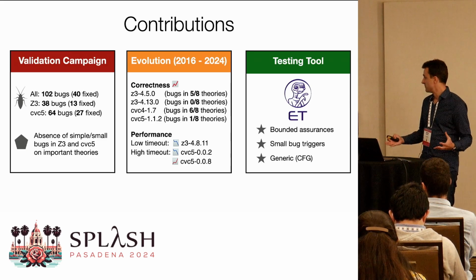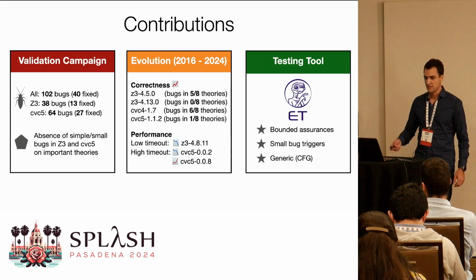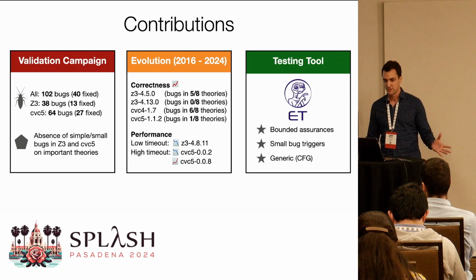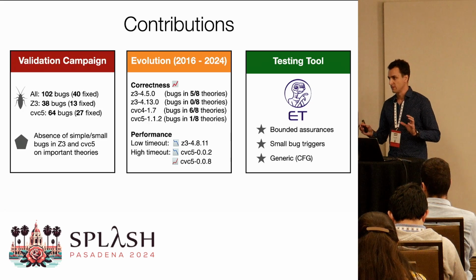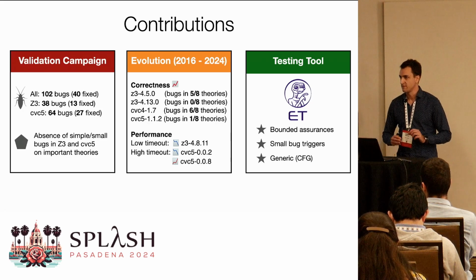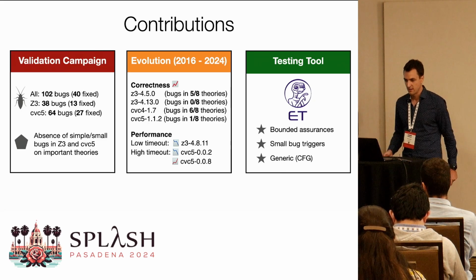Finally, we also propose a tool with which we do all of this, called ET, which allows bounded validation of software and, if we find bugs with it, produces very small bug triggers. And this works generically with any context-free grammar.